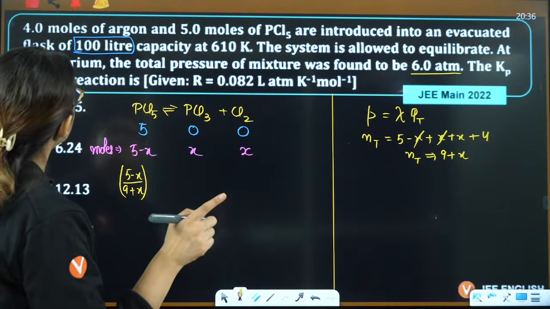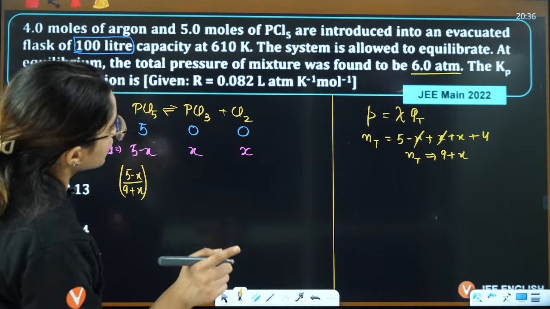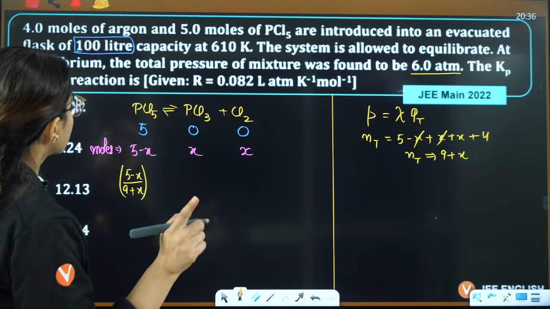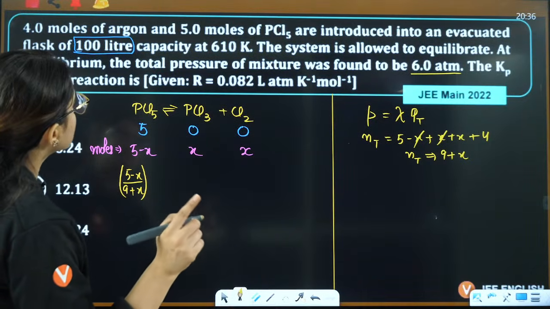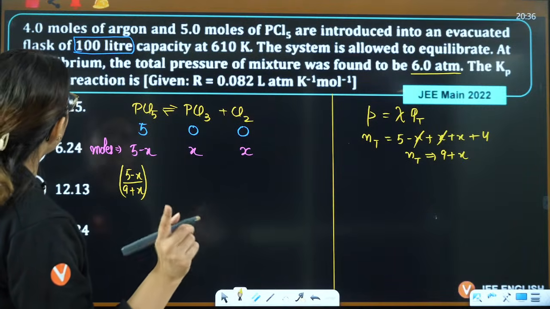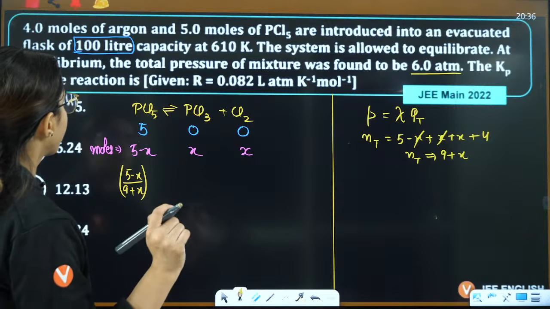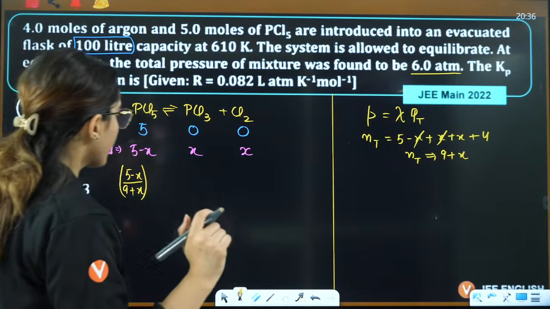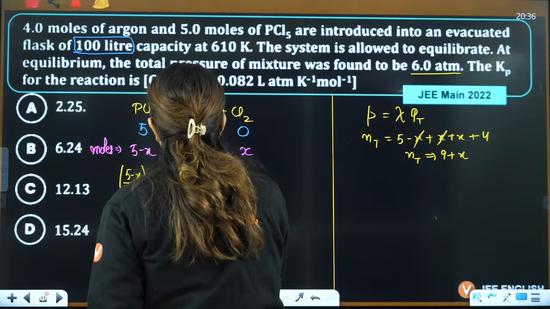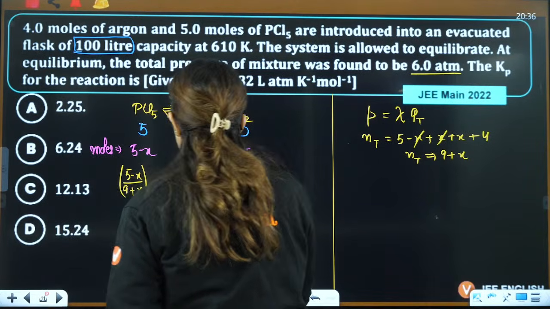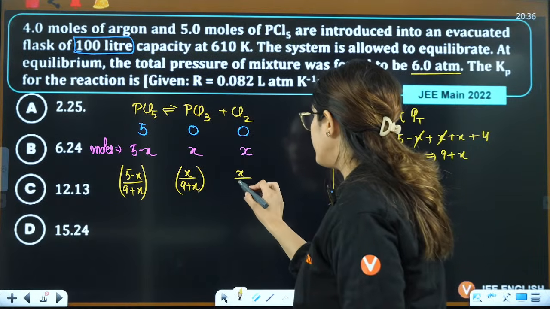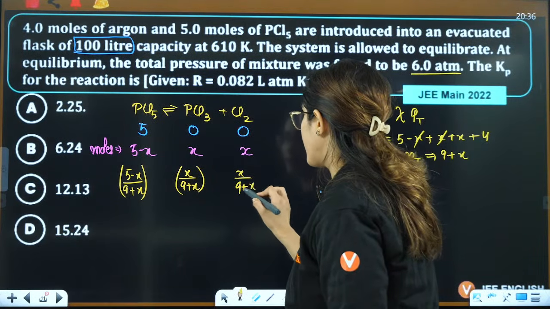Okay. This and this moles are introduced in an evacuated flask of 100 liter capacity. The system is allowed to equilibrate. At equilibrium, the total pressure of the mixture was found out to be 6. Okay, so I'll tell you that this is x by 9 plus x, right? This will be x by 9 plus x, okay?